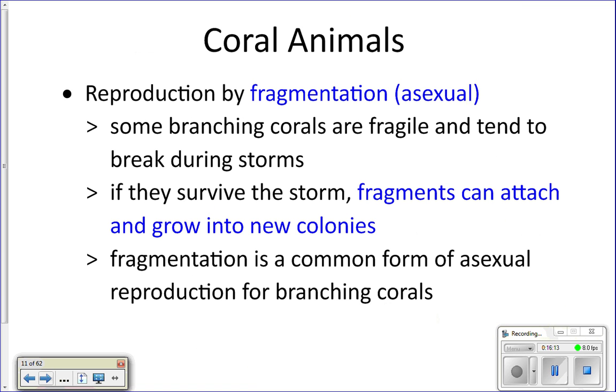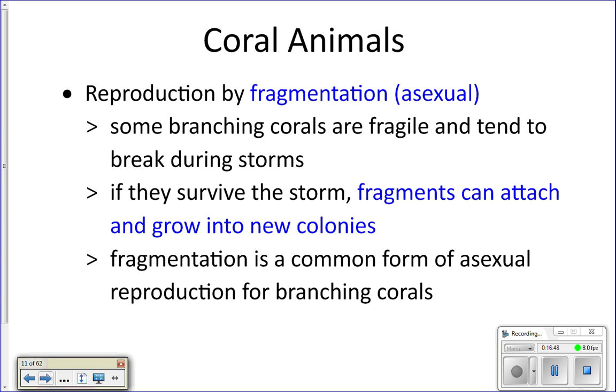So corals can also do asexual reproduction. We actually talked about this last semester as well. They will do fragmentation. You get some types of coral that are much more delicate than others, and so if a storm comes and a piece of coral breaks off, that piece has the opportunity to grow and become a new coral colony. It's an asexual form of reproduction.